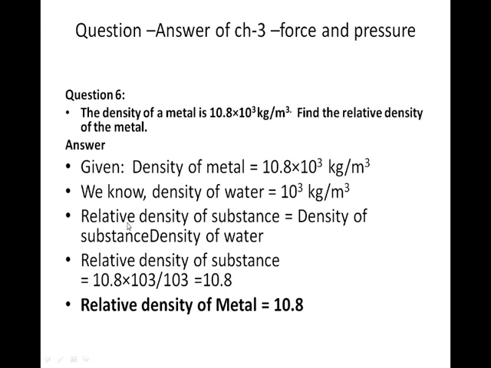Okay, so actually the formula is relative density of the substance is equal to density of the substance by density of the water. So then relative density of the substance will be 10.8 into 10 to the power 3 by 10 to the power 3. 10 to the power 3, 10 to the power 3 will cancel itself, and 10.8 will be the value. So relative density of the metal is equal to 10.8. This is your final answer.